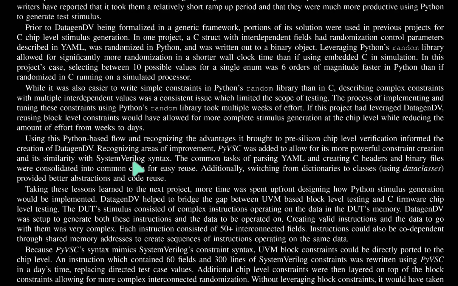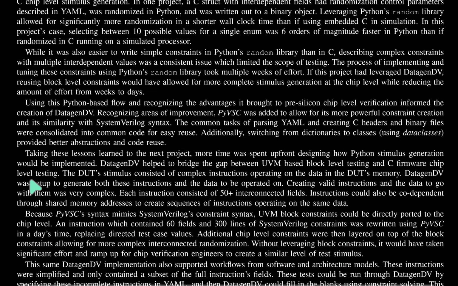Using the Python-based flow and recognizing the advantages it brought to silicon chip level verification informed the creation of DatagenDV, recognizing areas of improvement. PyVSC was added to allow its more powerful constraint creation and its similarity with SystemVerilog syntax. The common tasks of parsing YAML and creating C headers and binary files were consolidated into common code for easy use. Additionally, switching from dictionaries to classes using data classes provided better abstraction and code reuse.